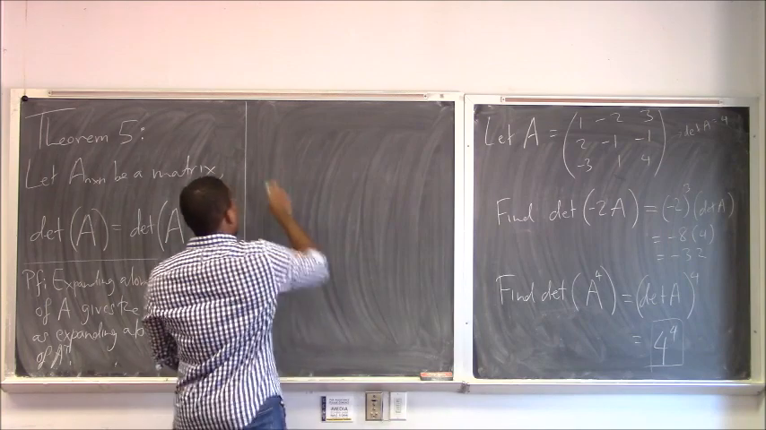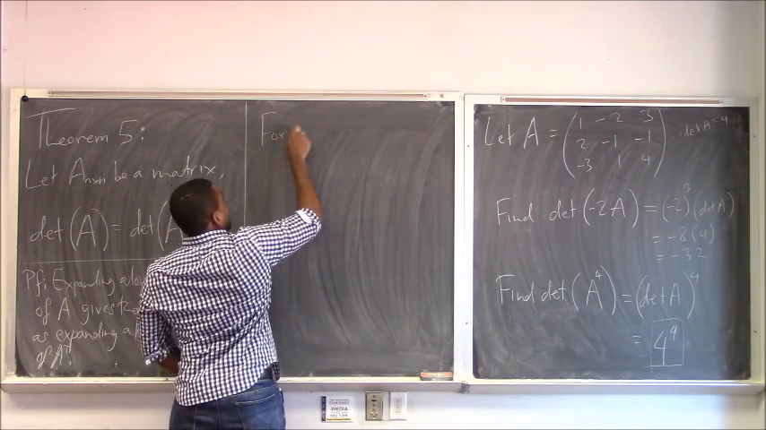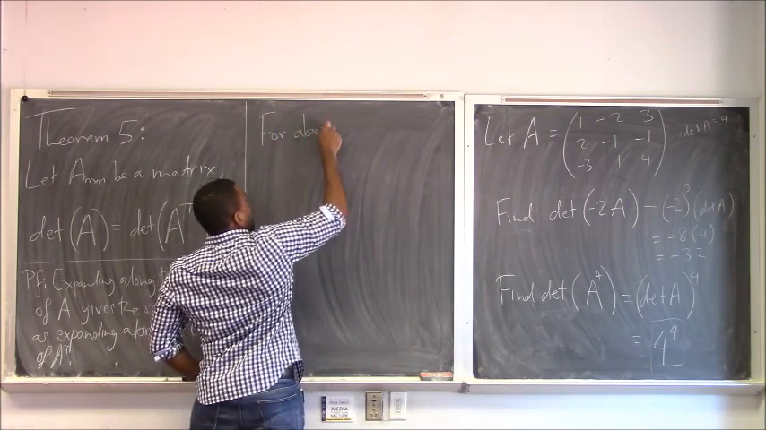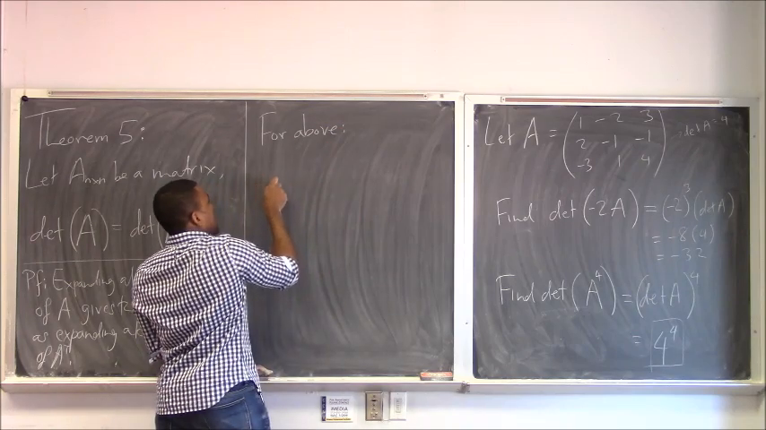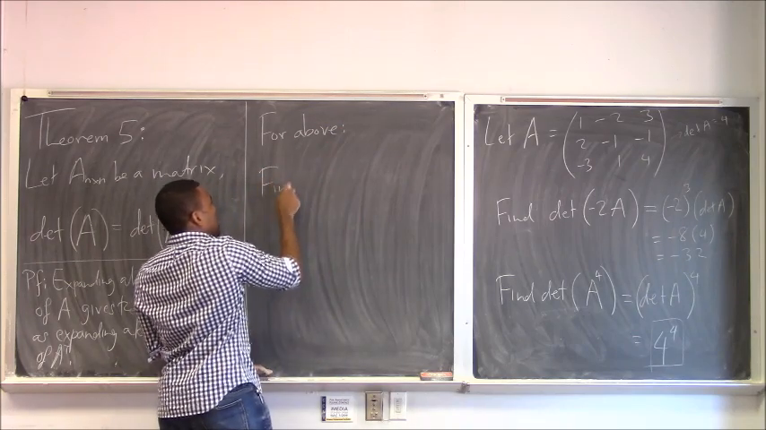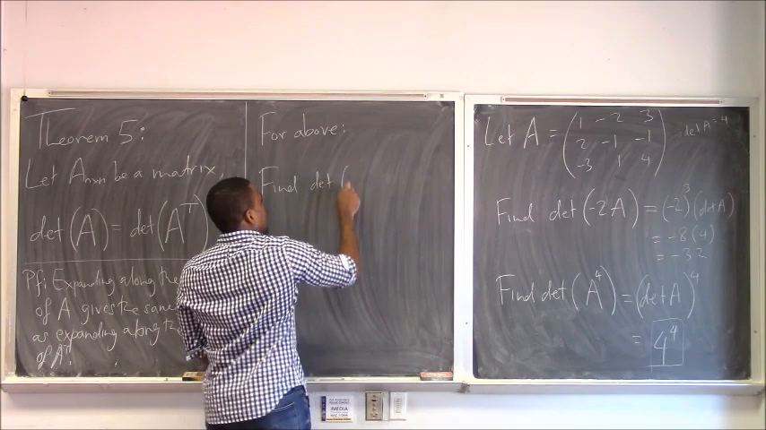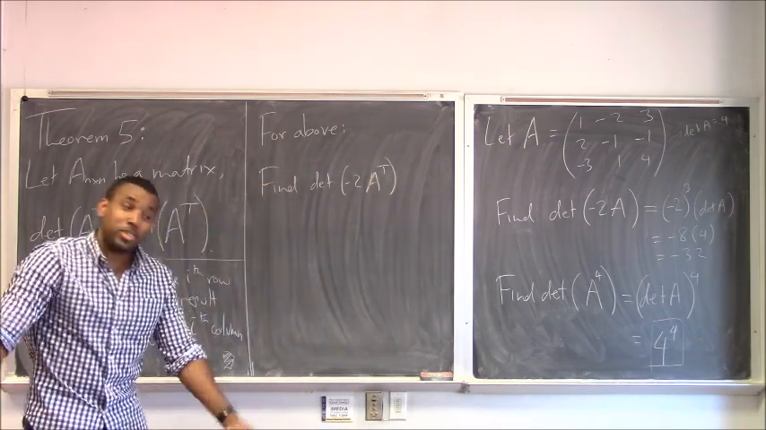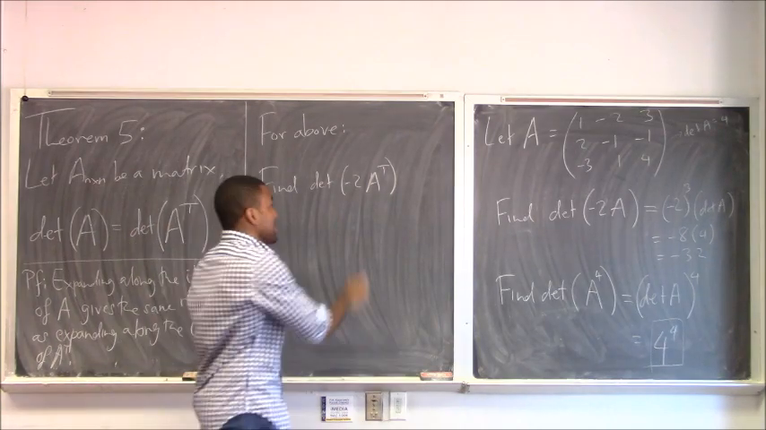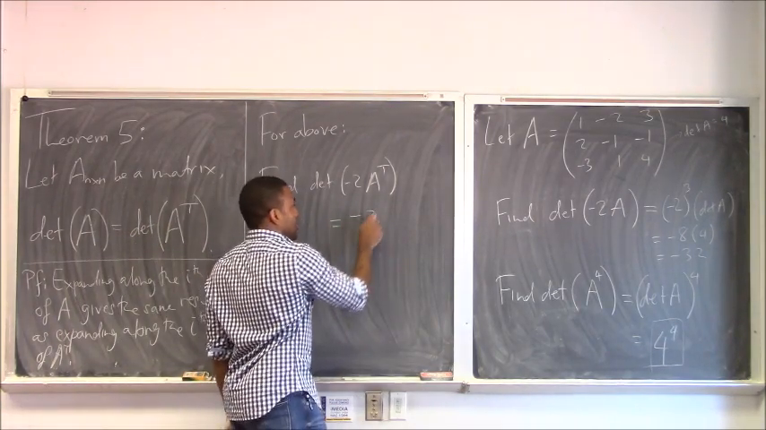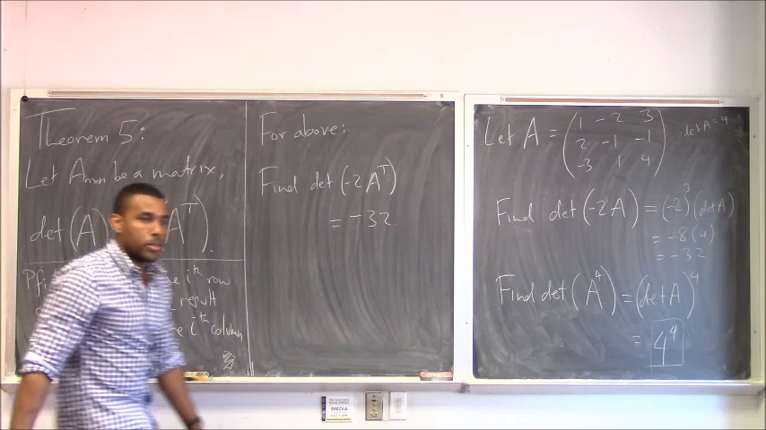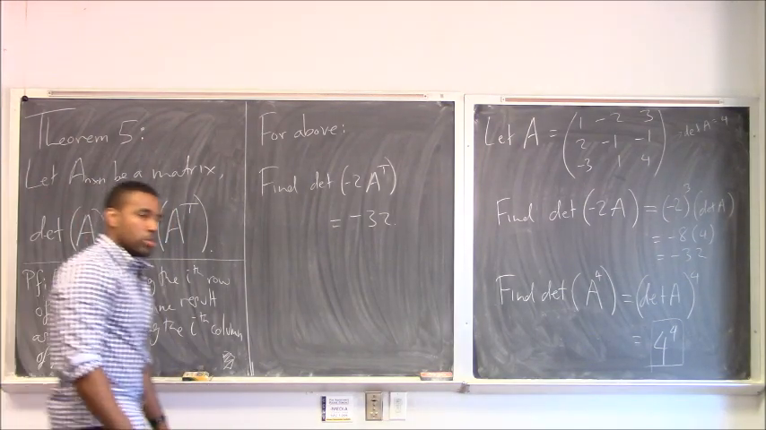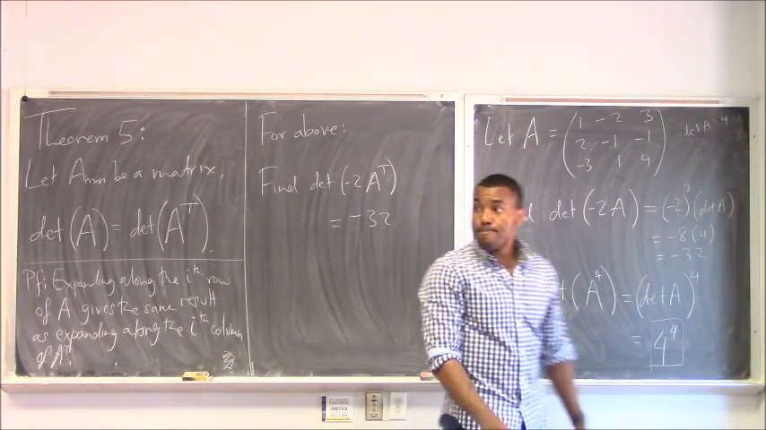So I could do something like, for the above, ask you, find the determinant of minus 2 A transpose. And you're like, oh my god, I have to find the transpose and then multiply by 2. Nope, it's the same answer. It's not going to change. Determinant of A transpose is the same as the determinant of the original.